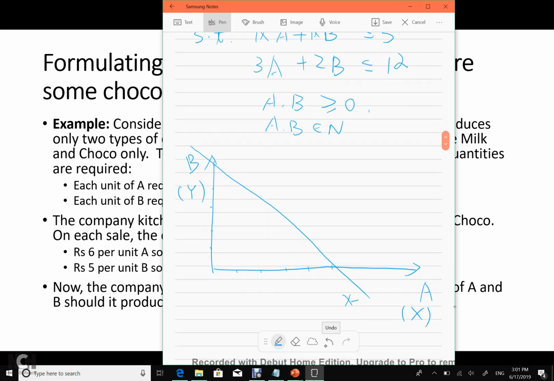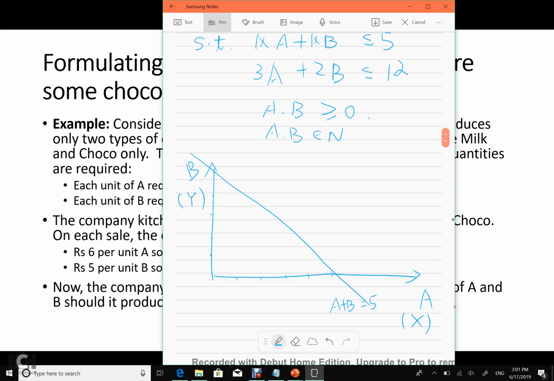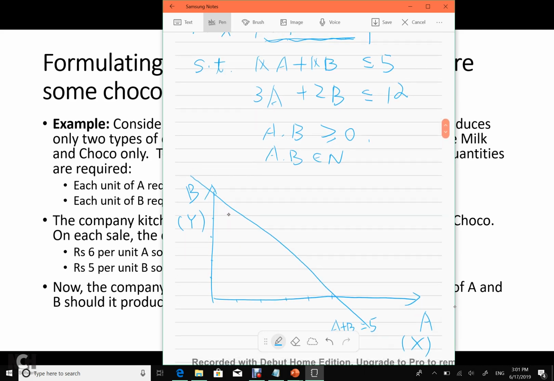Let's use A and B. A plus B equal to 5, this line, right? If it is smaller than or equal to 5, it corresponds to this area. We cannot go to here, we can only go to this part, right? Okay, now let's take a look at 3A plus 2B. We may need to have a little bit higher here, right?